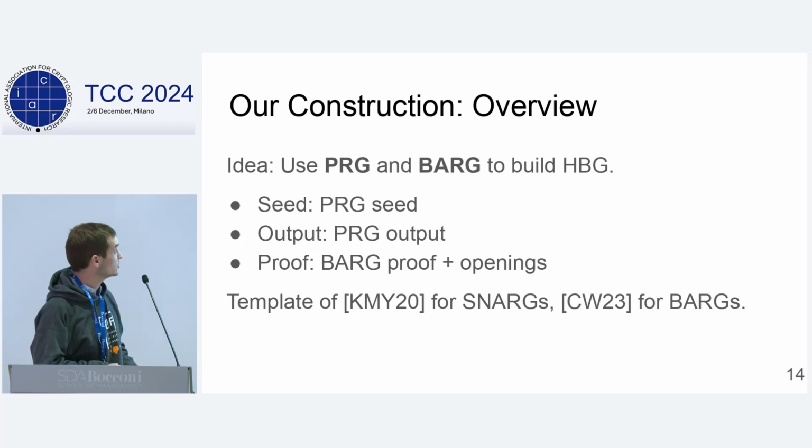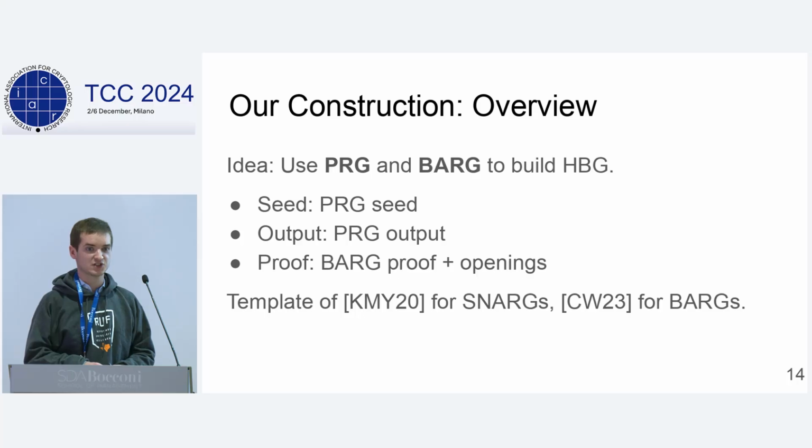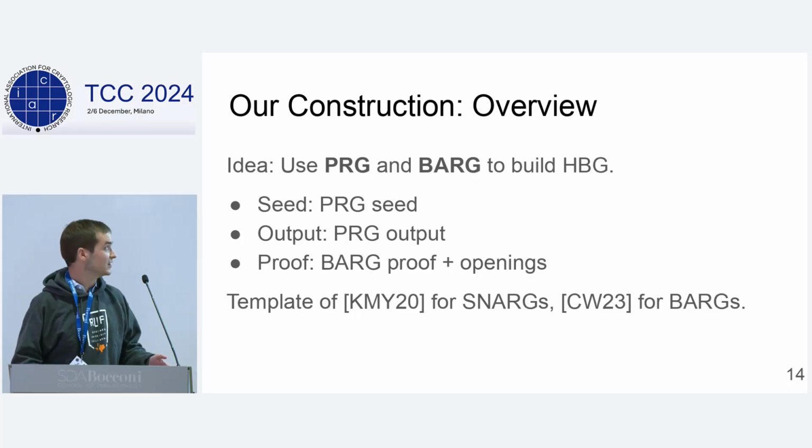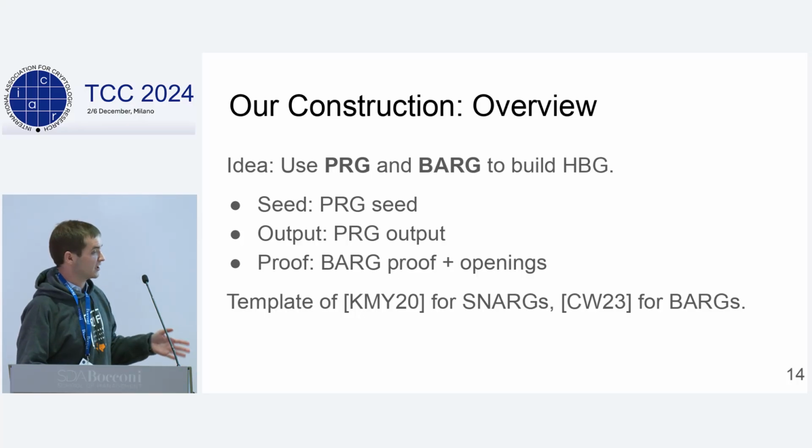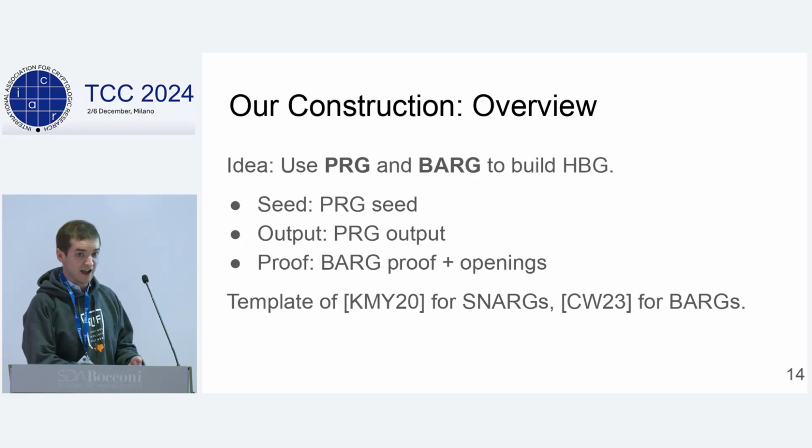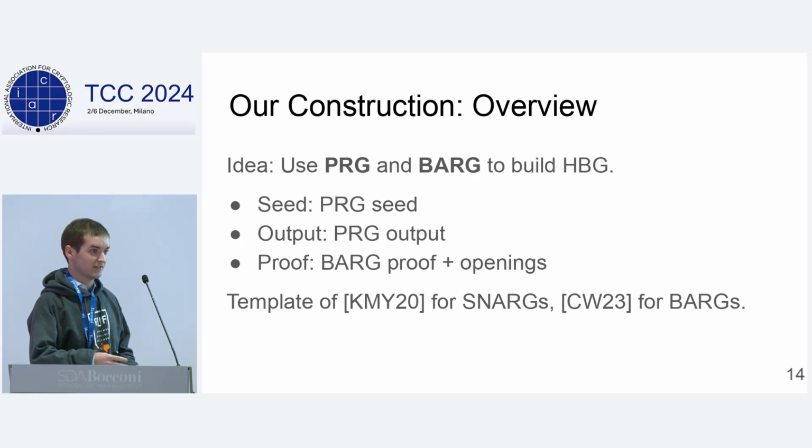So our general approach to this effect is going to be to take the seed of our hidden bits generator to be the seed of the PRG. We're going to take the output of the hidden bits generator to be the output of the PRG after we expand that seed.